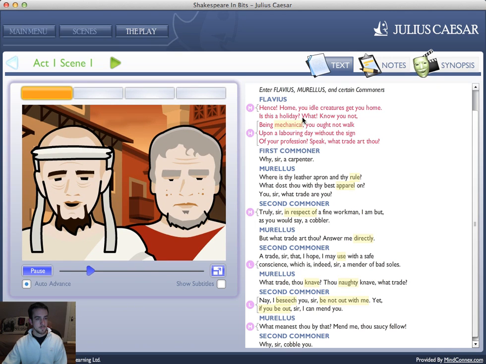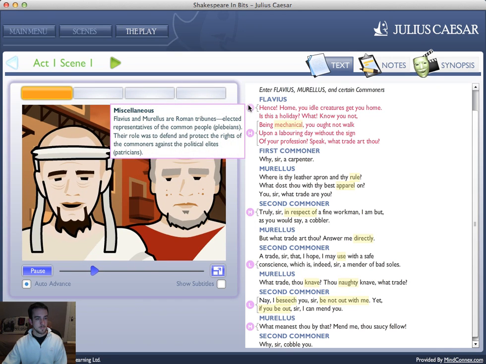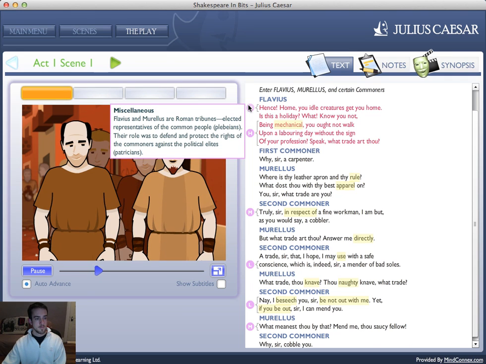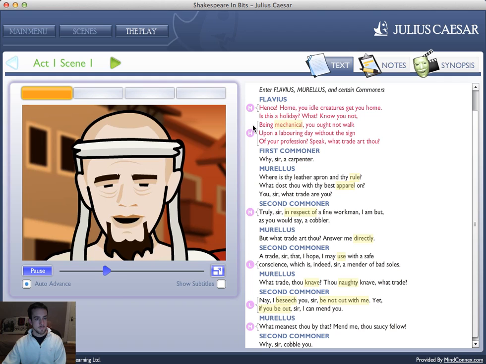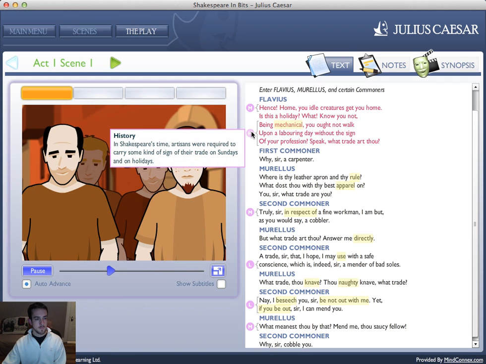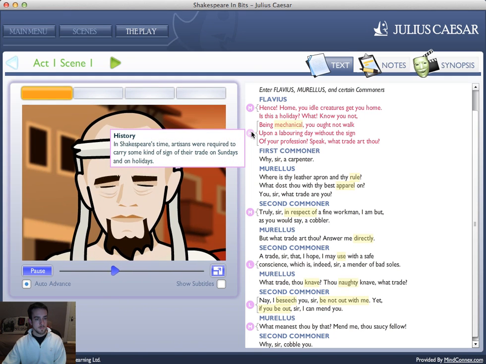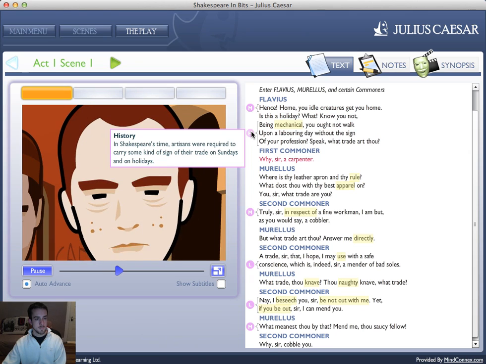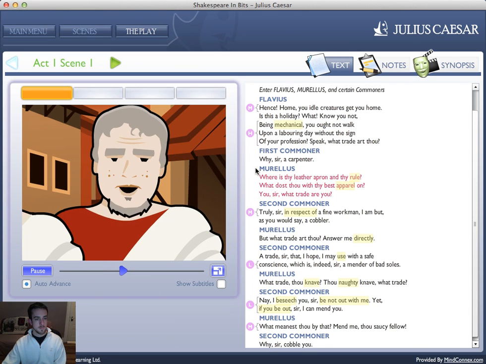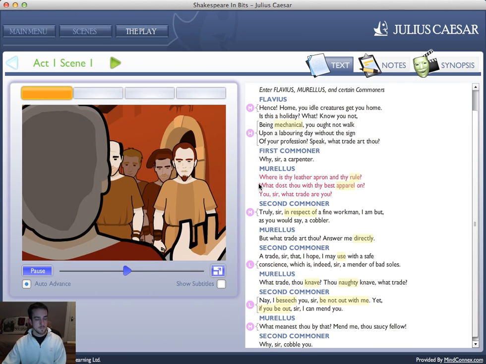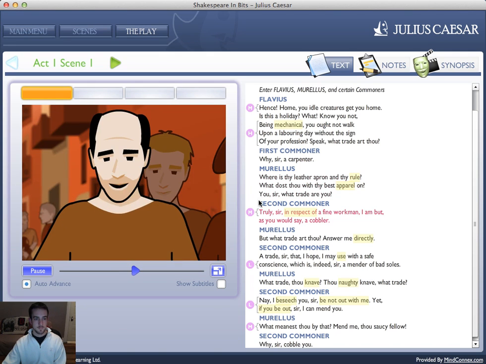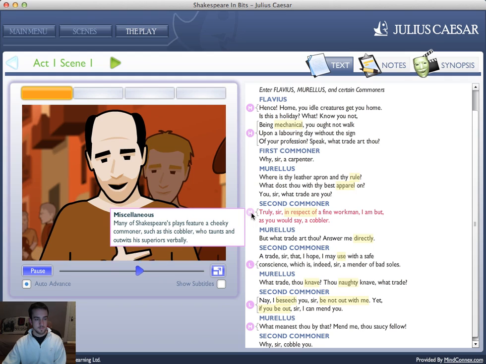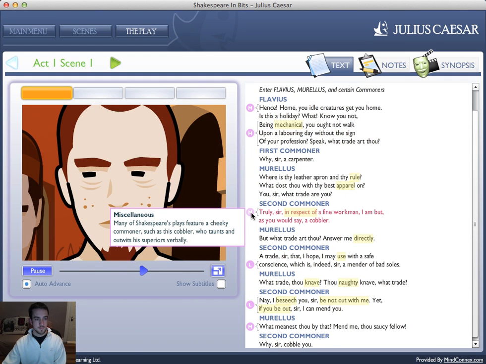Hence! Home, you idle creatures! Get you home! Is this a holiday? What, know you not, being mechanical, you ought not walk upon a labouring day without the sign of your profession? Speak! What trade art thou? Why, sir, a carpenter. Where is thy leather apron and thy rule? What dost thou with thy best apparel on? You, sir, what trade are you? Truly, sir, in respect of a fine workman, I am but, as you would say, a cobbler.